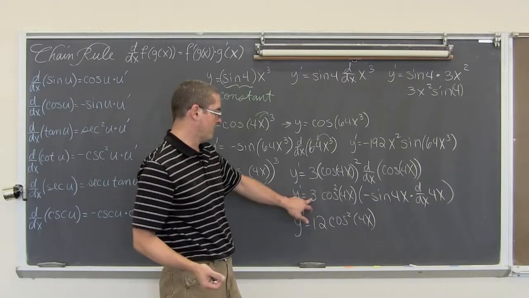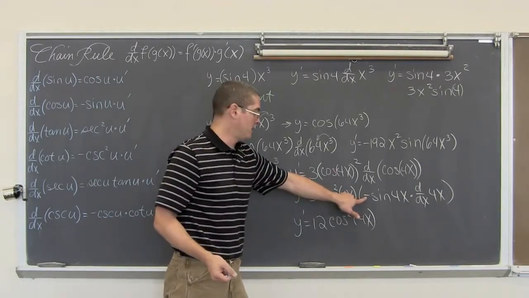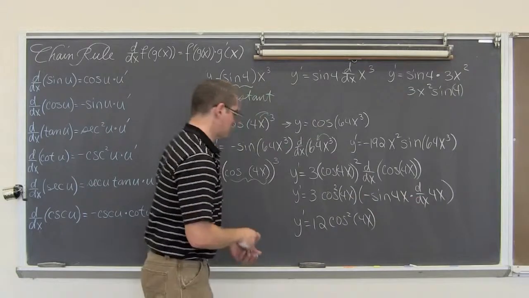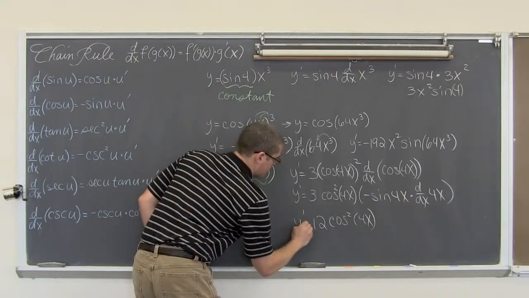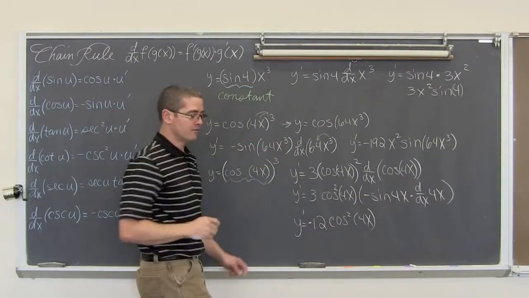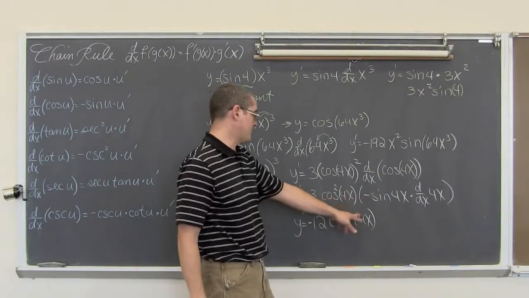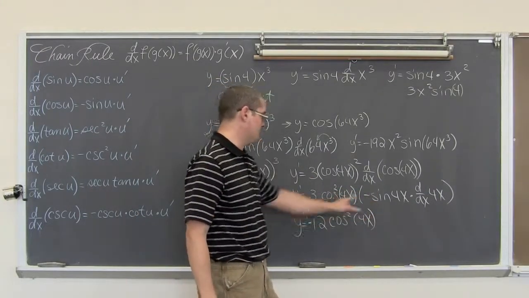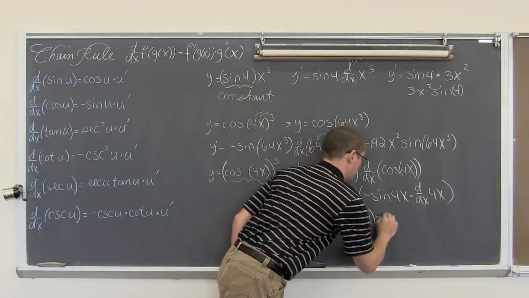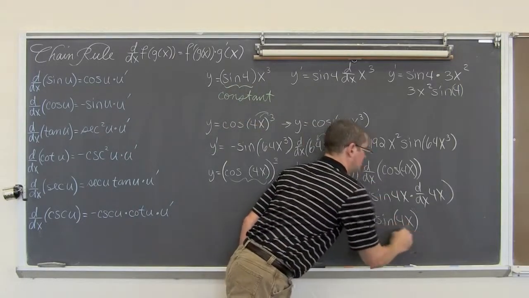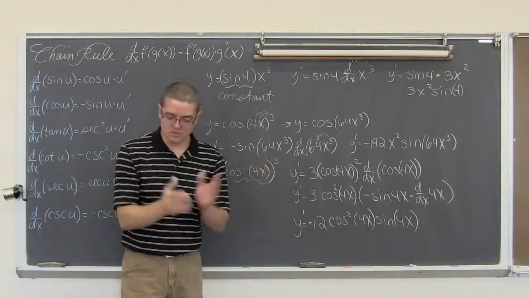This is a positive 3. Here we have a negative 1 along with that 4. So this 12 needs to be negative because of this negative right here. So negative 12 cosine squared 4x. Now we have the negative out here, sine of 4x. And I think we're done with these examples.